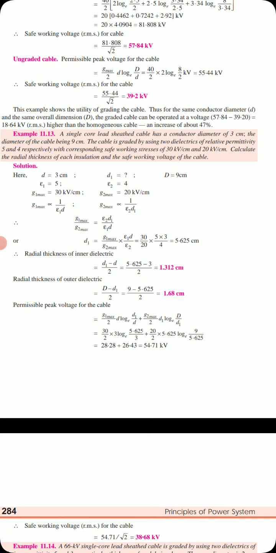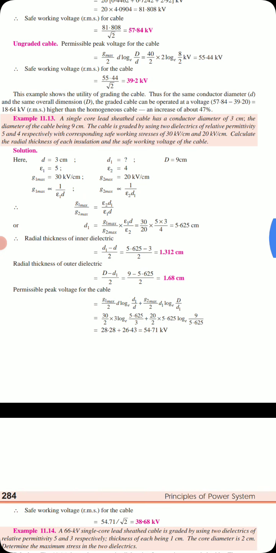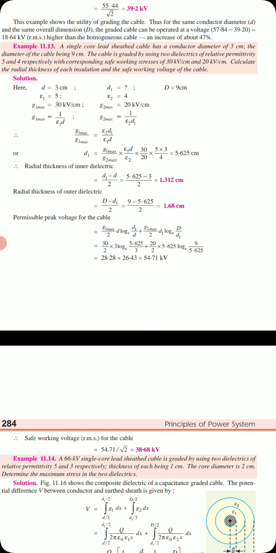We know G1 max is proportional to 1 over epsilon 1 d. G2 max is proportional to 1 over epsilon 2 D1. If you divide it, you will get G1 max by G2 max is equal to epsilon 2 D1 by epsilon 1 d. So you will get D1 as 5.65 centimeter. So radial thickness can be calculated by D1 minus d by 2. You will get 1.312 centimeter. Radial thickness of the outer dielectric can be given by D minus D1, that is we will get 1.68 centimeter. So the permissible peak voltage of the cable is given by, we will put all the values here because G1 is 30, G2 is 20. With these equations we will get 54.71 as the permissible voltage.